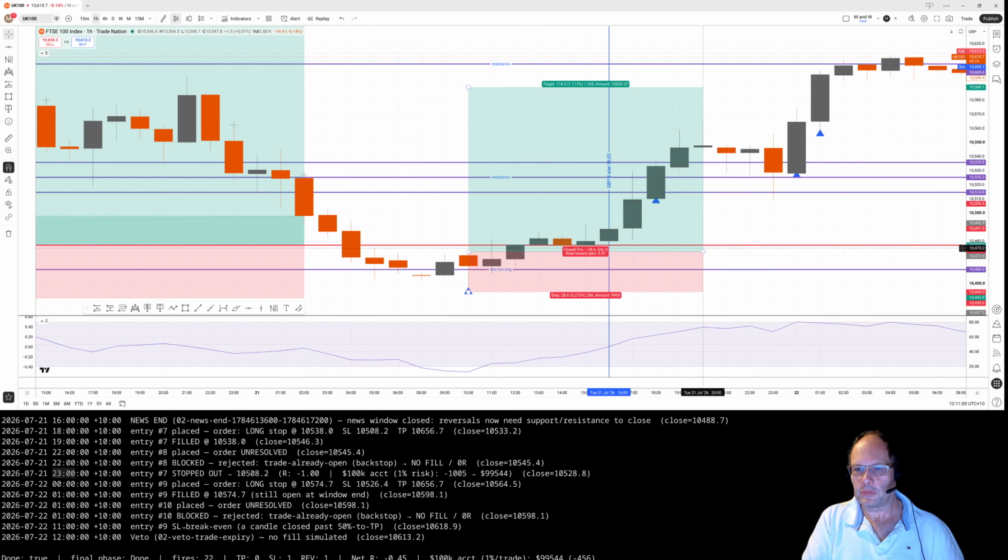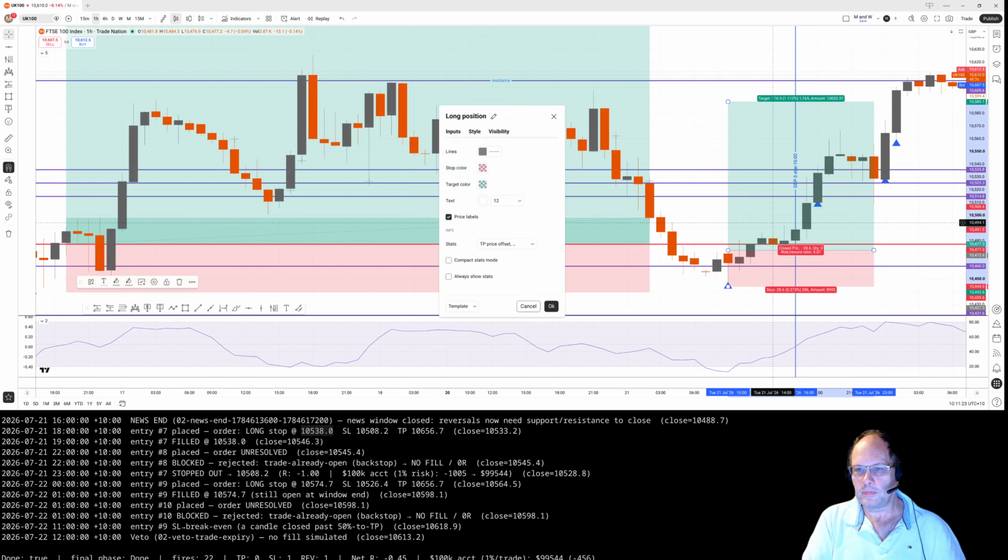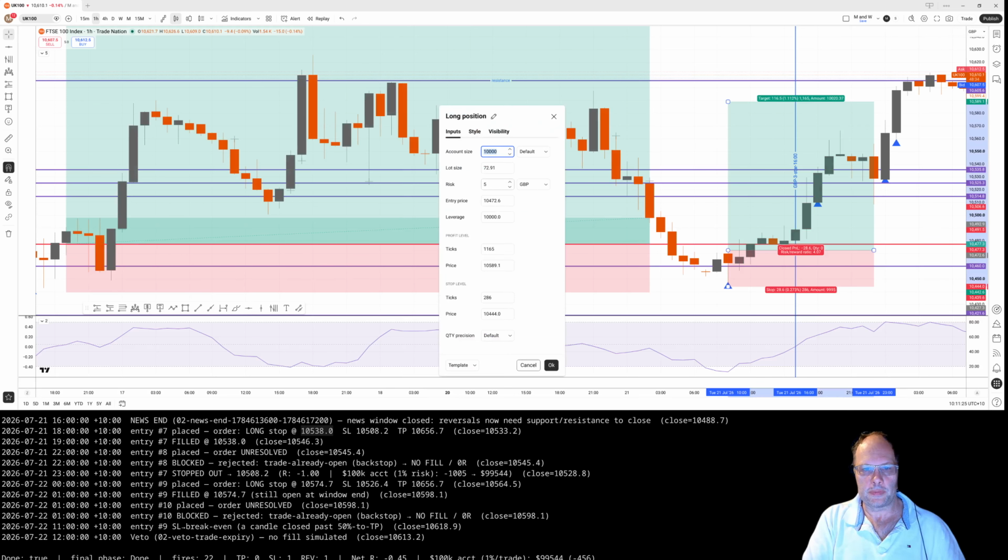Its entry is 10538. So let's just fill this order in with the actual inputs. Entry 10538. Why is it entering way up there? Stop loss here. Why is it way up in the air like that? It seems like someone's confused. I mean, I'm confused, but maybe the computer's confused too. Take profit is up there. We can just type that in.